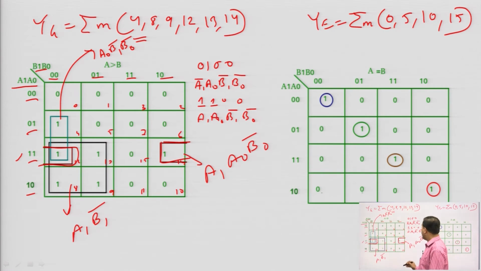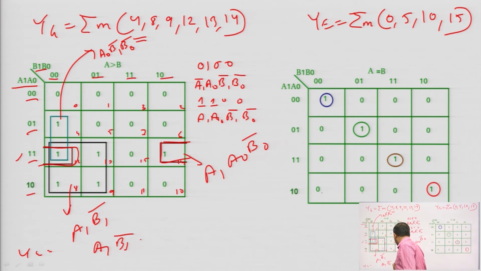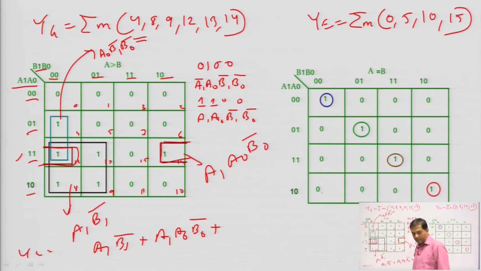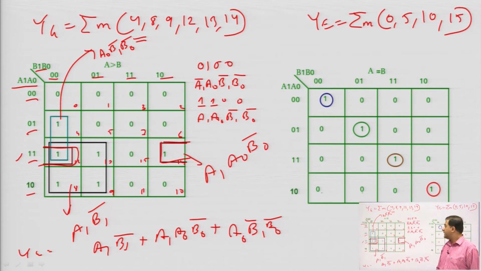So, ultimately we have the equation for this. Yg will be written as A1 B1 bar plus A1 A0 B0 bar plus A0 B1 bar B0 bar. Okay. This is the final expression for y greater.